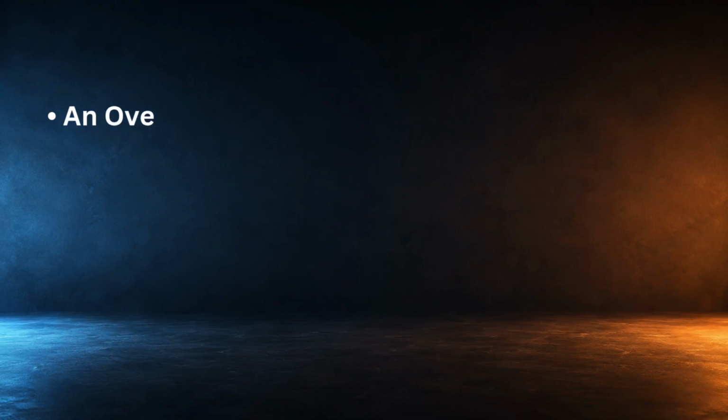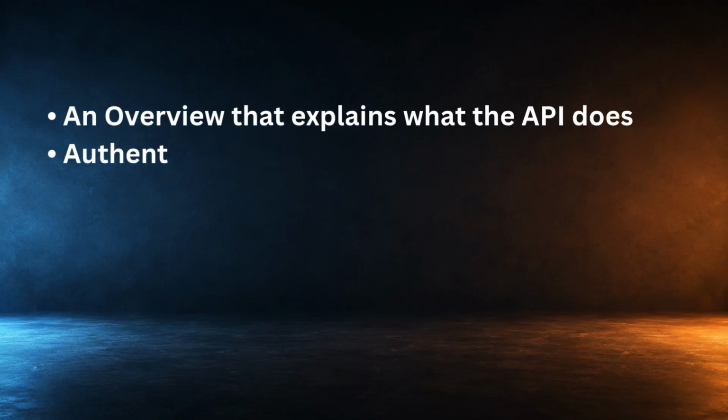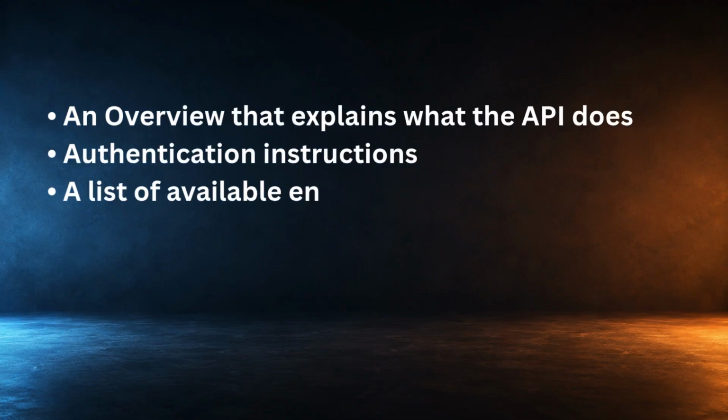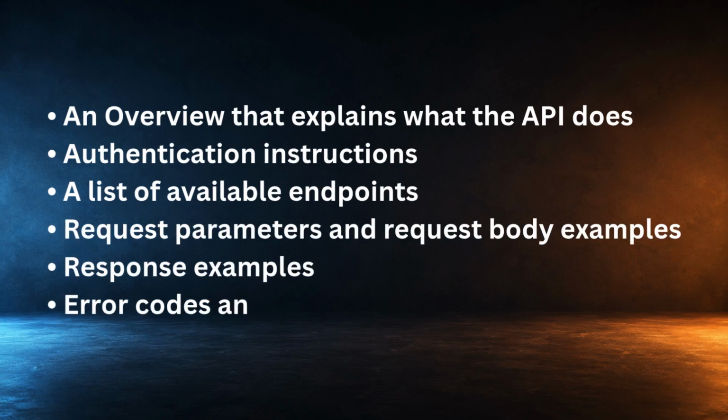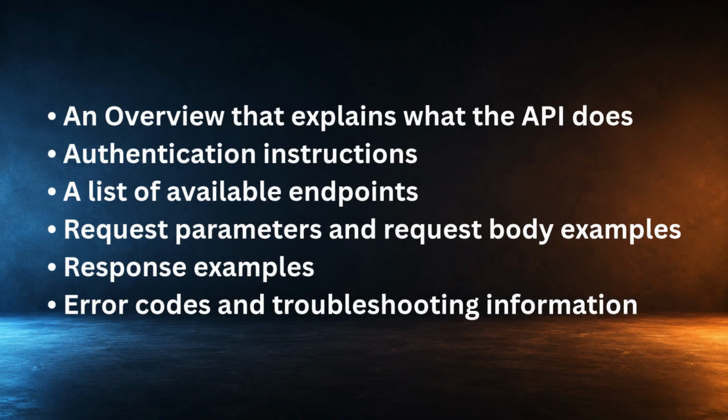Before we start reading a real API documentation, it's helpful to understand how most API documentation is organized. Although every company has a different layout, most API documentation follows a similar structure. You'll usually find an overview that explains what the API does, authentication instructions, a list of available endpoints, request parameters, and request body examples, response examples, error codes, and troubleshooting information. Once you know this structure, you don't have to read every page. You can quickly jump to the section you need when testing an API.